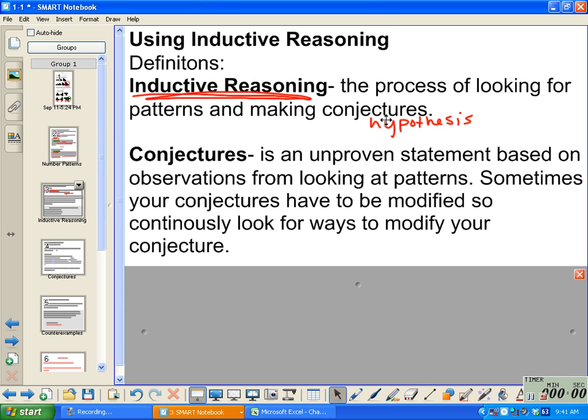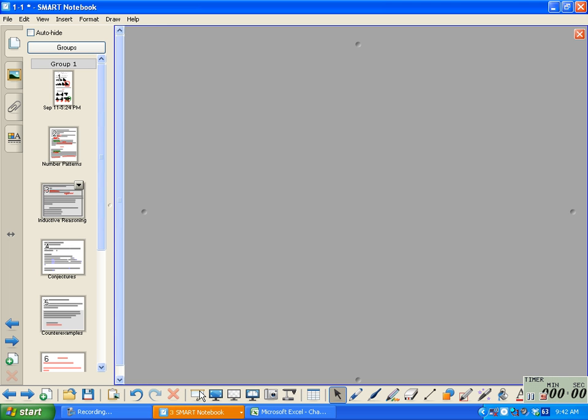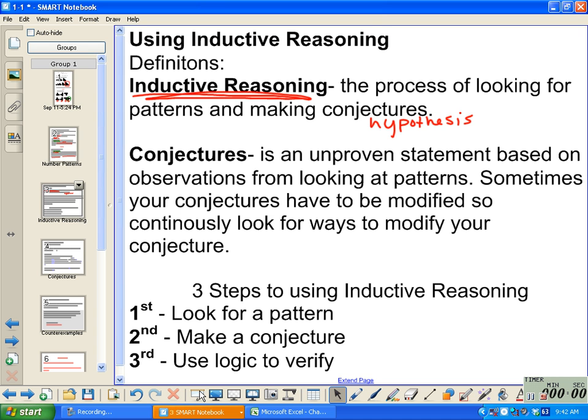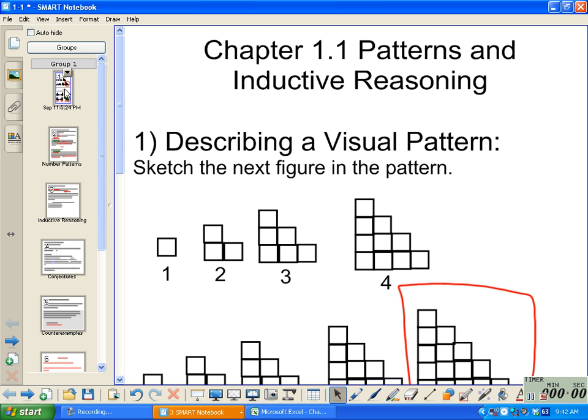And then you would use inductive reasoning. You will look for the pattern after you made a conjecture to figure out what comes next, what should be done afterward. Okay? There are 3 steps in using inductive reasoning. The first step, look for a pattern. What do you see happening? Always look for a pattern, like we did back here.